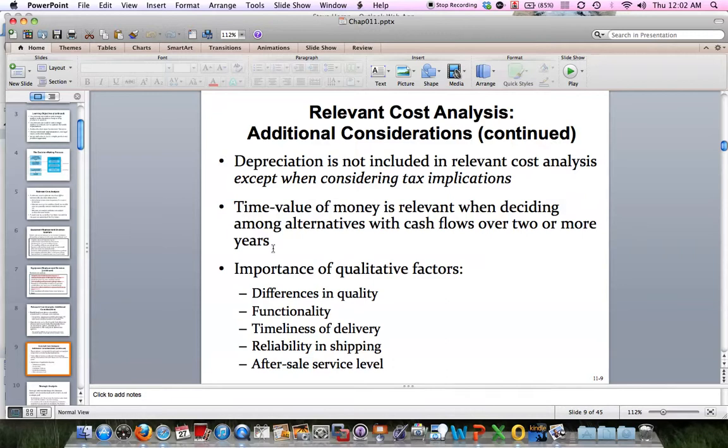We're going to focus a lot on quantitative factors, basically crunching the numbers, quantifying decisions. Should we do it or should we not do it based on what the numbers say? But that's not always the answer. We still have to think about the qualitative factors.